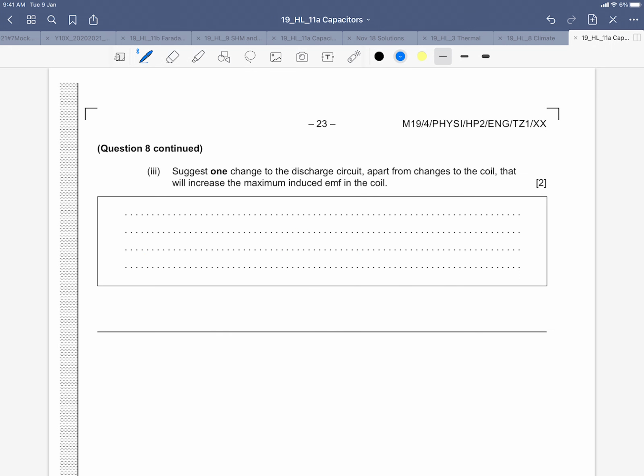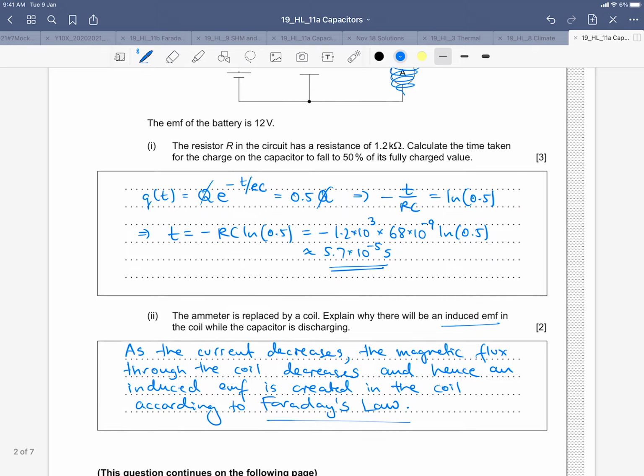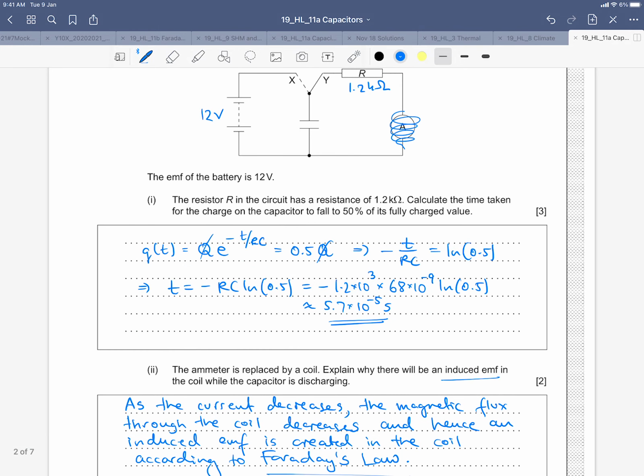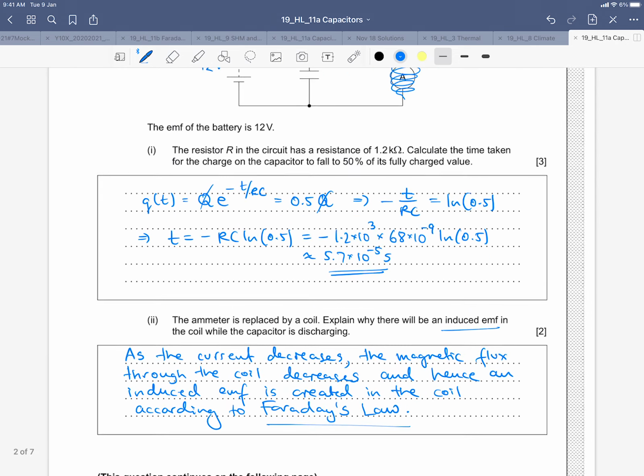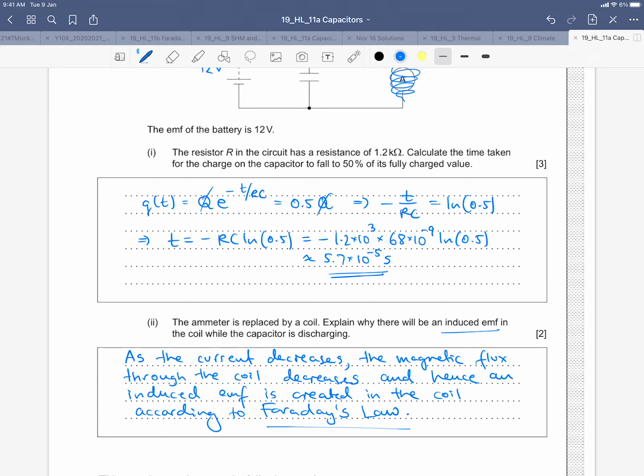Suggest one change to the discharge circuit, apart from changes to the coil, that will increase the maximum induced EMF. So to increase the maximum induced EMF, we want a more rapid change in flux. For instance, we want the magnetic flux to decrease faster. In order to do that, we could lower the resistor, because then the time constant is proportional to R, and if we decrease R, then the time would also decrease.